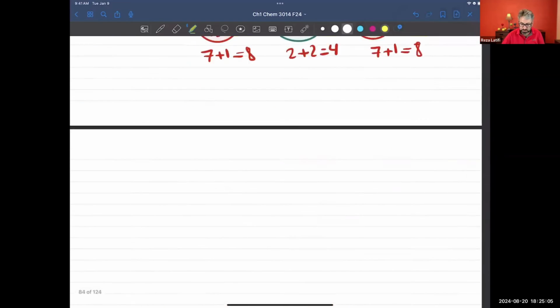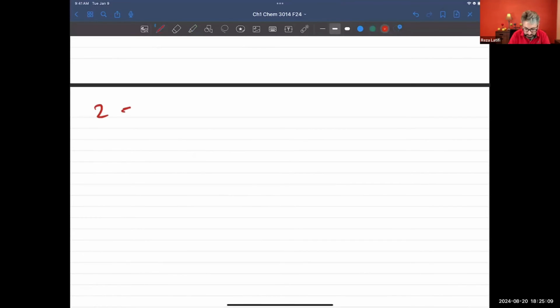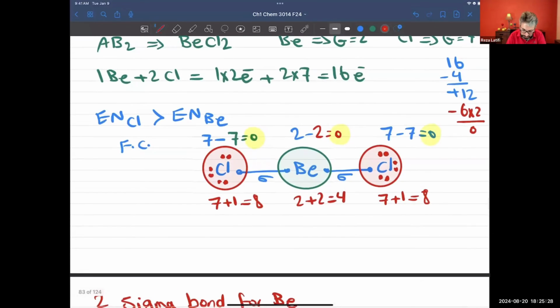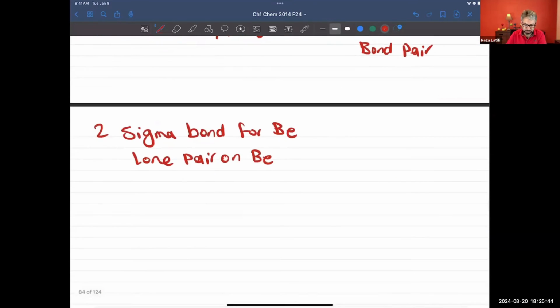Now let's go after hybridization. We have 2 sigma bonds for Be. How about lone pair? Sigma plus lone pair. Do I have a lone pair on Be? No, I don't have any. Only the central atom counts. And what's a lone pair? Those 2 electrons, we call them lone pair, and the blue ones we call bond pair. So I don't have any lone pair on beryllium, so I say 0. 2 plus 0, that's going to be 2.